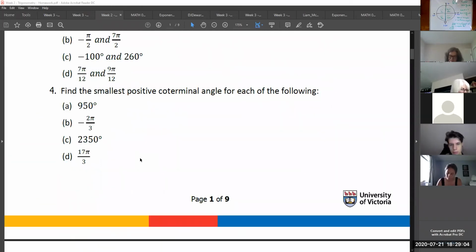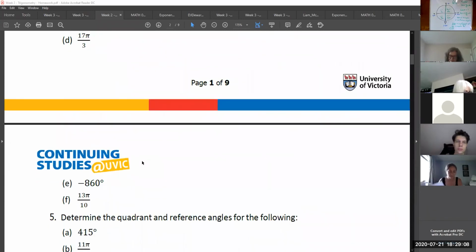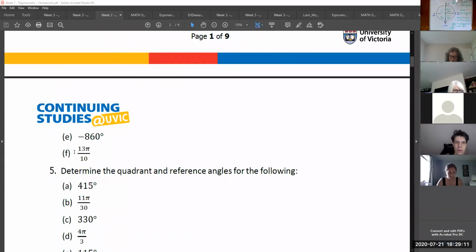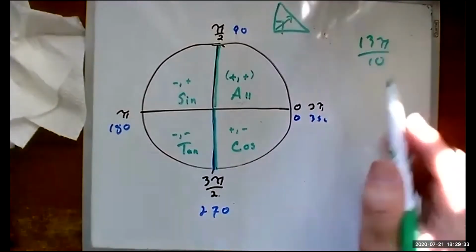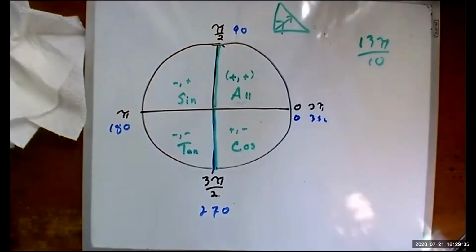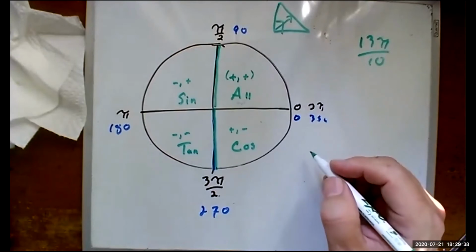Okay, question 4 was the next one that somebody was asking me for. So coming back up, find the smallest positive coterminal angle for each of the following. We were specifically asked about this, so we're going to take a look at that. Smallest angle coterminal to 13 pi over 10.